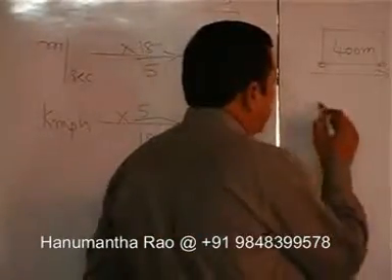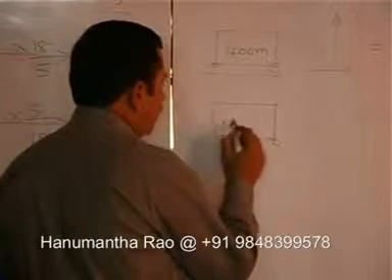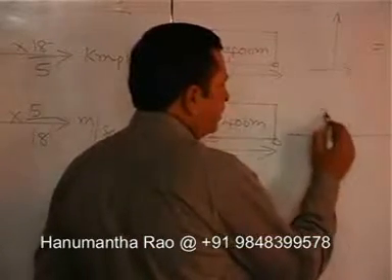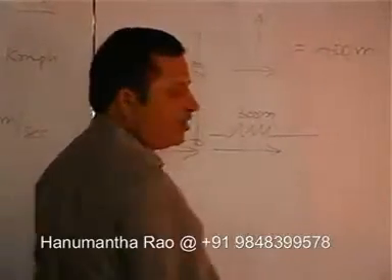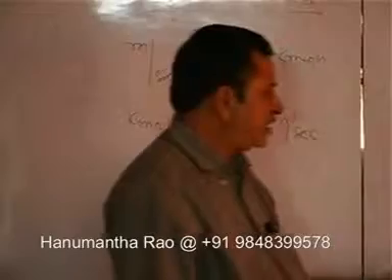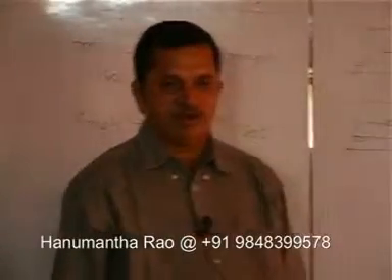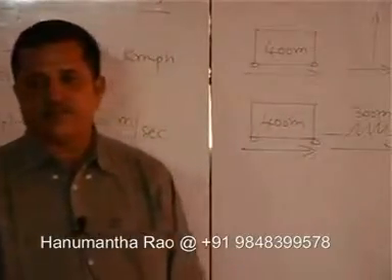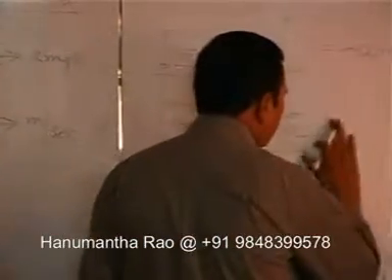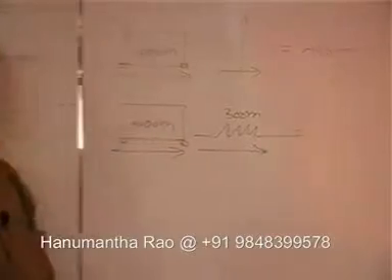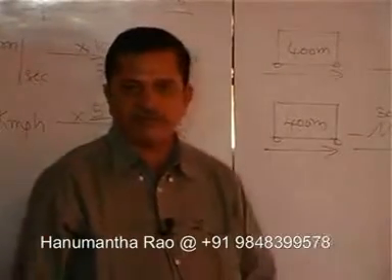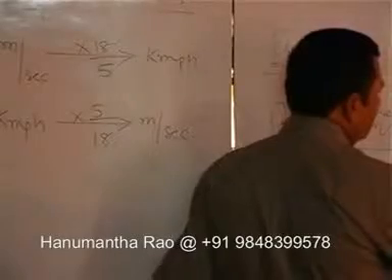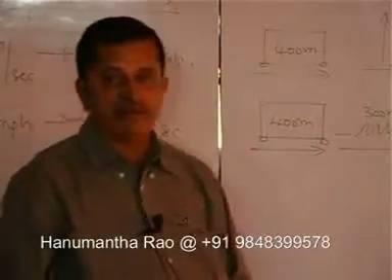Suppose a train is of length 400 meters. If it were to cross a bridge of length 300 meters, or a platform of length 300 meters, or another train standing on the other platform of length 300 meters, it means one is a moving object and the second one is stationary. Now you tell me, what is the total distance that the train has to travel to cover this bridge or platform? 700 meters. So you have to consider the length of the train and also the length of the platform. That is 700 meters.